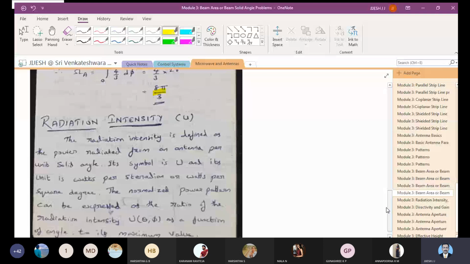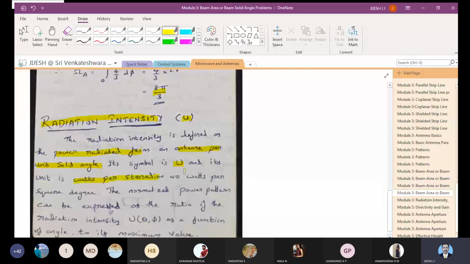So let us move on to the next one, that is radiation intensity. Radiation intensity is defined as U, the power radiated from an antenna per unit solid angle. So this is the definition for radiation intensity. Its symbol is U, and its unit is watts per steradian, or you can call it watts per square degree.